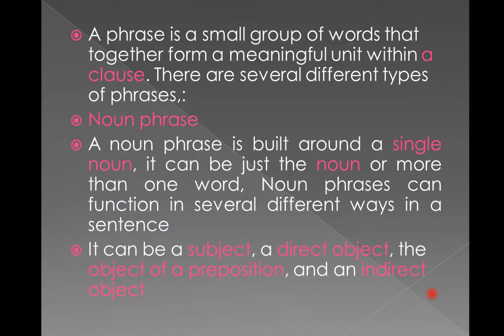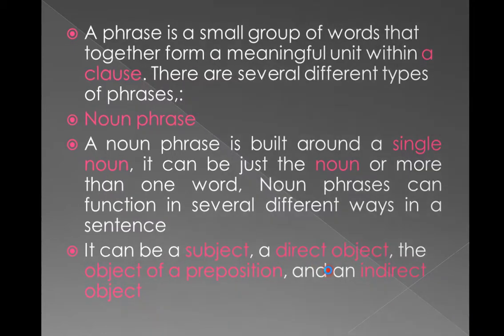Noun phrases are the first kind of phrases that we are going to explain. A noun phrase is built around a single noun. It can be just the noun itself or more than one word. Noun phrases can function in several different ways in a sentence. We can find them as the subject of the sentence, the direct object, the object of a preposition, which means the nouns that are found after prepositions, and as indirect objects.